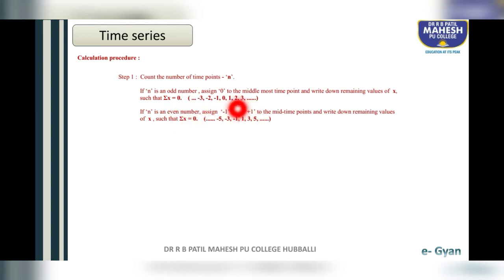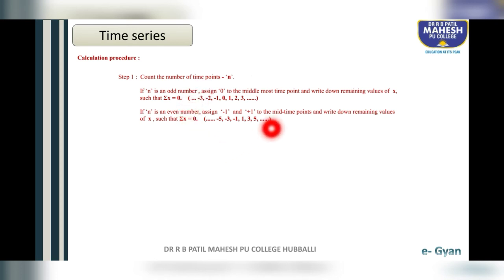So that summation x is always 0. If n is an even number, put minus 1 and plus 1 in the middle. After that, you have to write the odd numbers: after minus 1, minus 3, minus 5, then the next odd numbers are minus 7, minus 9, and so on. Downward the positive values are 1, 3, 5, 7, 9, and so on.